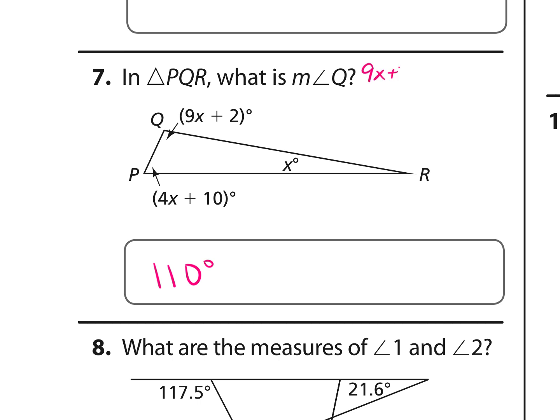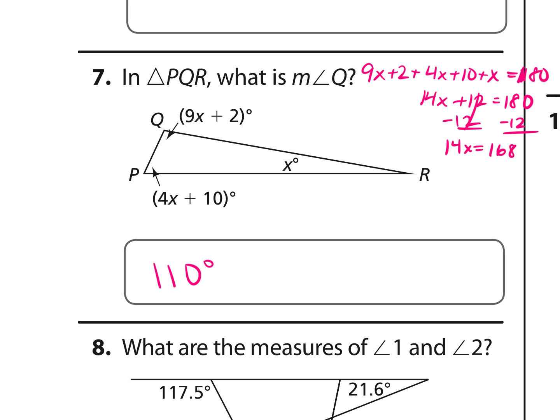So 9x plus 2 plus 4x plus 10 plus x equals 180. 9x plus 4x plus x is 14x. 2 plus 10 is 12. So we get 14x plus 12 equals 180. Subtract 12 from both sides to get 14x equals 168. Divide both sides by 14 to get x is 12.